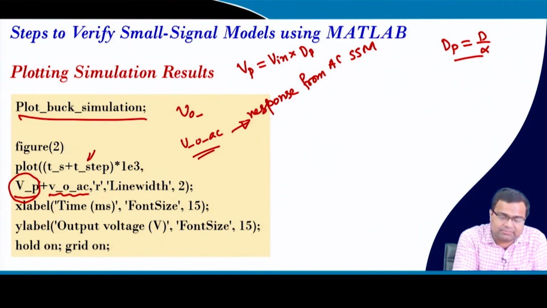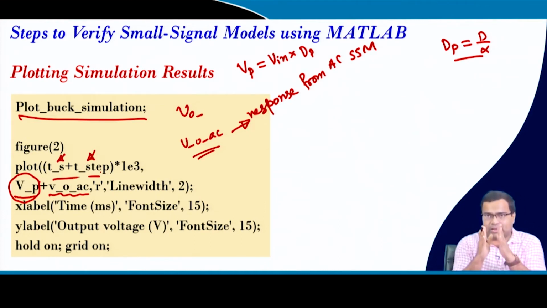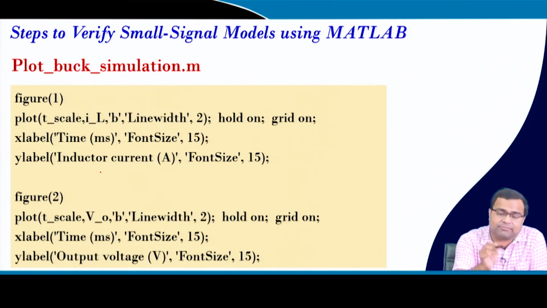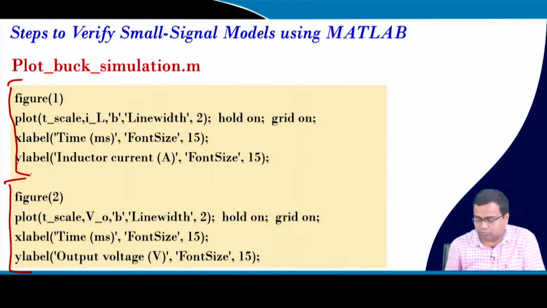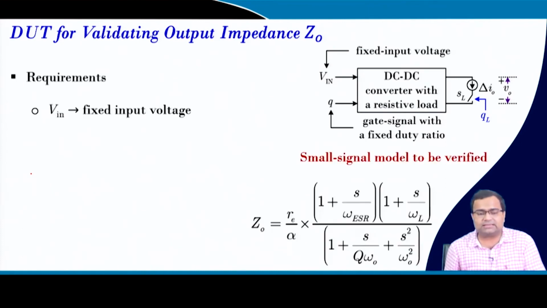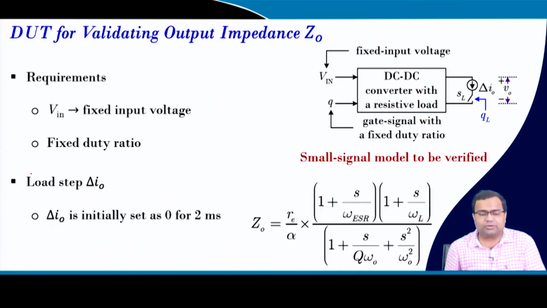And you also need to add the offset time. This is the step time, and this simulation was from 0. So you have to add the offset time. That means our AC model response will start from the step time. Before that, there will be no response, because it will only give the excitation when there is a step input. So now, the simulation file from the actual switch simulation, whatever we have stored. In figure 1 we are plotting the inductor current, and in figure 2 we are plotting the actual output voltage. So now we want to check this device under test, with fixed duty ratio in actual.